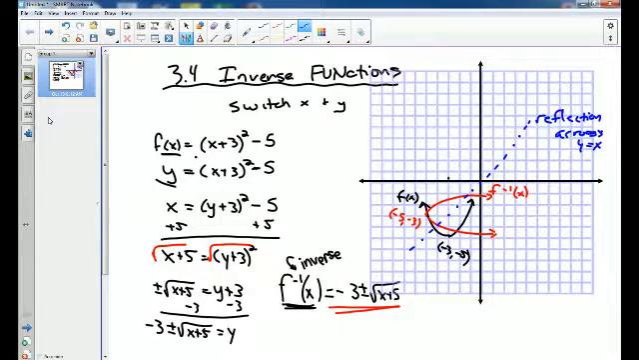Can you tell just by looking at the inverse equation which direction it will open? It would open to the left. The x had a negative on it. Okay. Remember families of functions? If there's a negative on the x inside the parentheses, it reflects it across the y-axis.